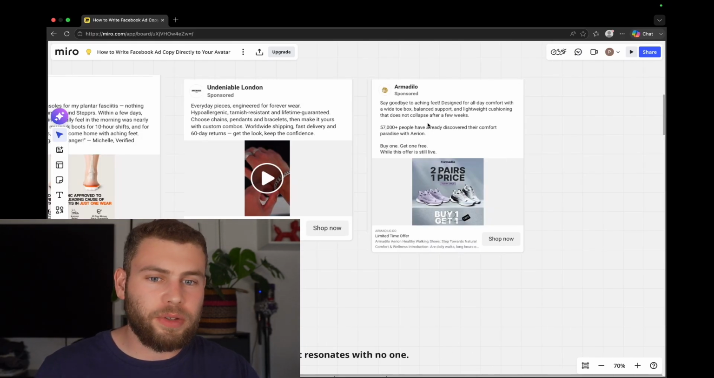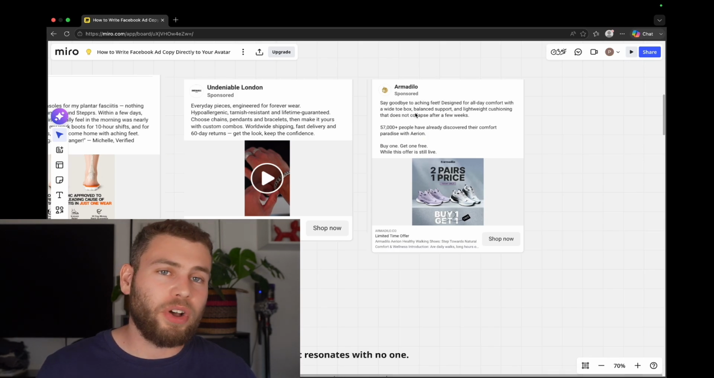The other advert that you can see, which is "Say Goodbye to Aching Feet, designed for all-day comfort, balance support, and lightweight cushioning that doesn't collapse after a few weeks." Now they're giving some social proof. "57,000 plus people have already discovered their comfort paradise with the shoe." And then they've got the offer, "buy one, get one free, while the offer is still alive." So there's some urgency, implying that the offer is soon going to be finished.